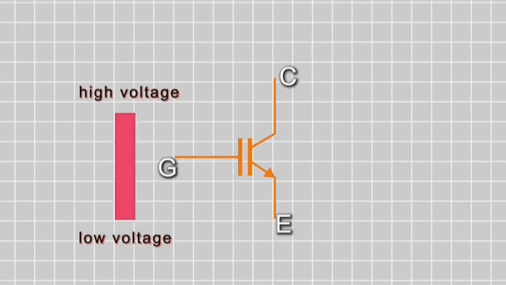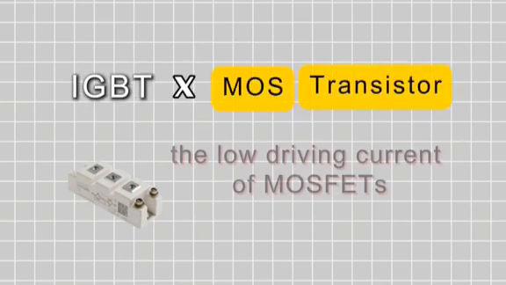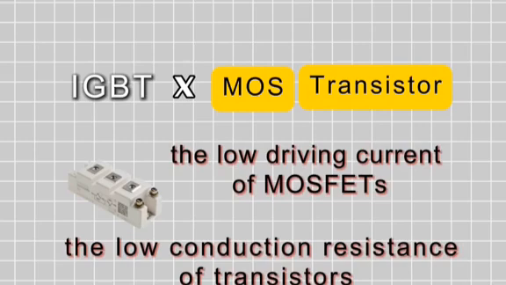When we apply a high voltage to the gate, it turns on, similar to a closed switch. When we apply a low voltage to the gate, it turns off, similar to an open switch. You might recognize the letters G, C, and E. G is the gate of a MOSFET, and C and E are the collector and emitter of a transistor. IGBT combines the advantages of both, the low driving current of MOSFETs and the low conduction resistance of transistors.